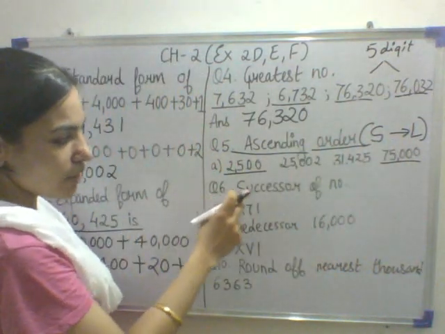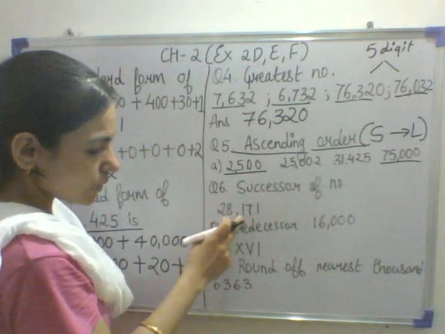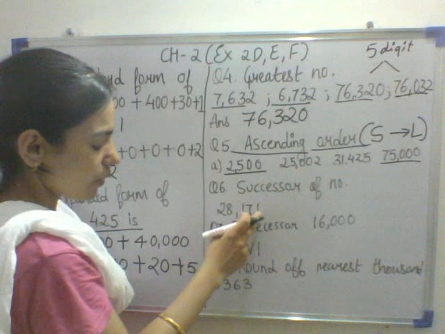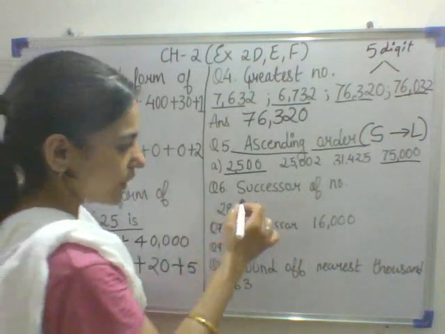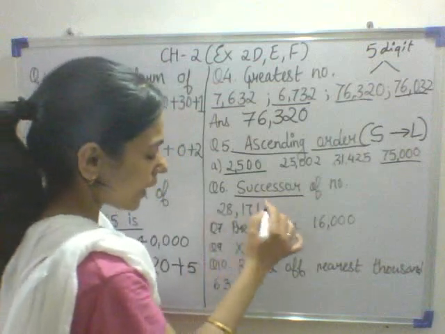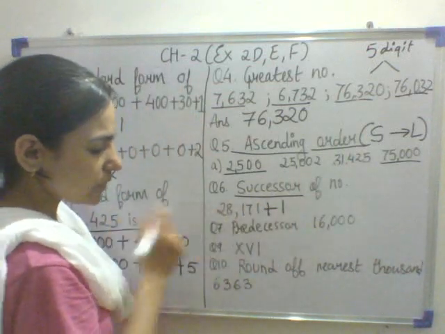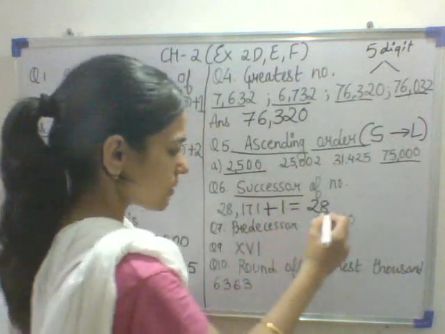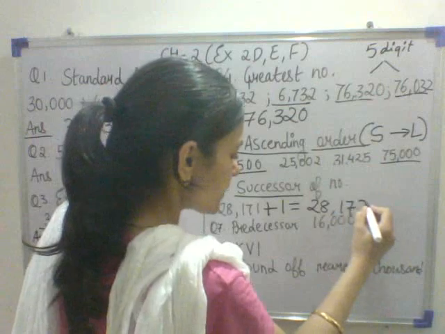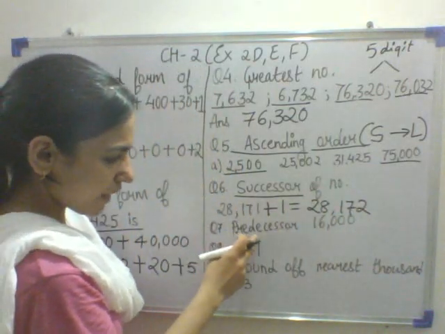Next question, successor of number 28,171. You have to tell the successor of this number. Successor means you have to add 1 to this number. If you add 1 to this number it becomes 28,172.